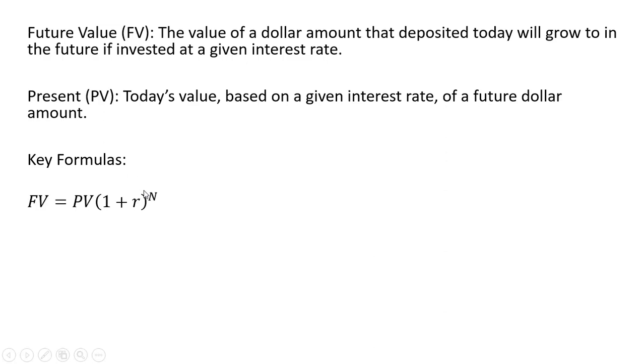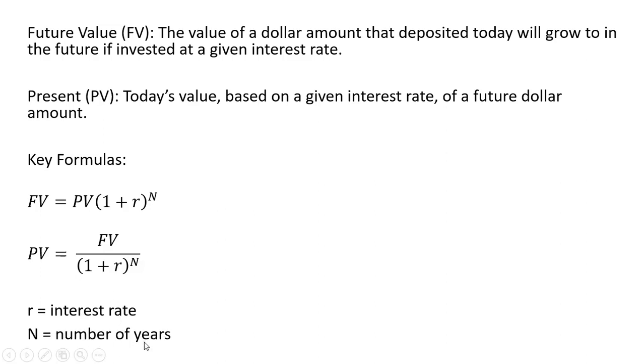Here are the key formulas. Here is the future value formula. FV is the future value, PV is the present value, 1 plus R is the interest rate, and N is the number of years. To get the present value formula, we're just going to divide everything through by (1 plus R) raised to the nth power. So if you know one formula, you should be able to back into the other formula. So here is the present value formula. Once again, R is the interest rate, and the interest rate will be entered as a decimal, and N is the number of years.